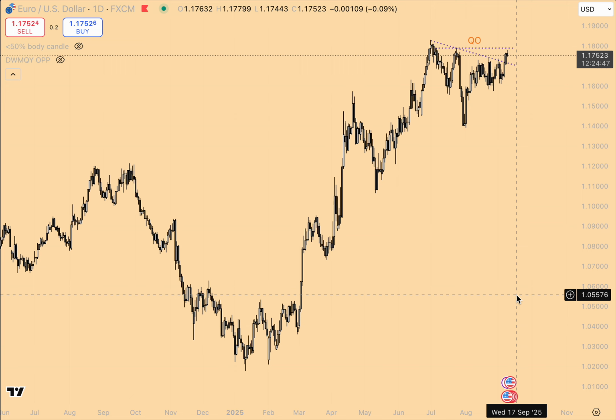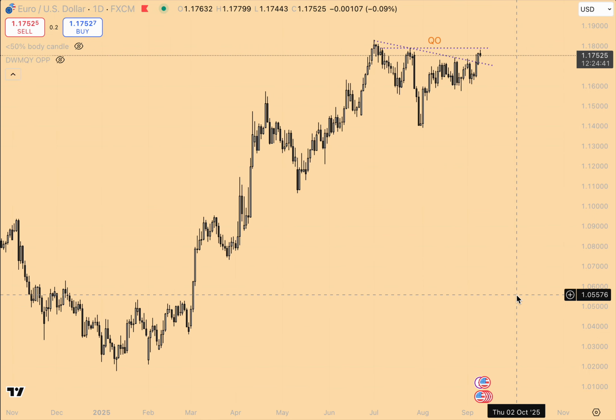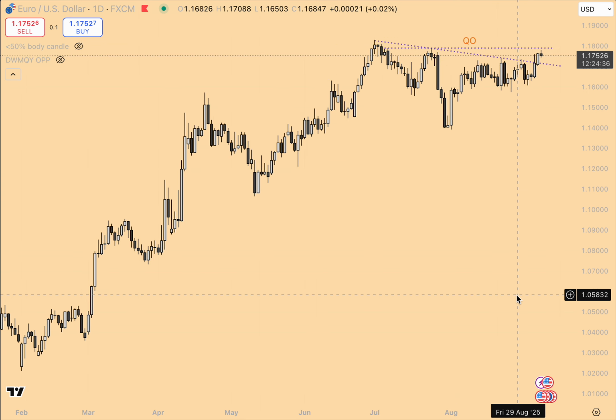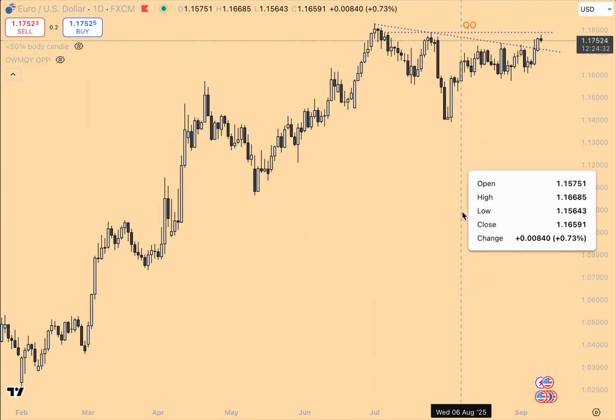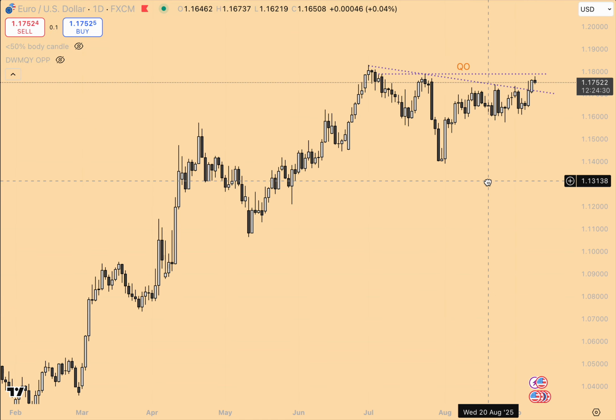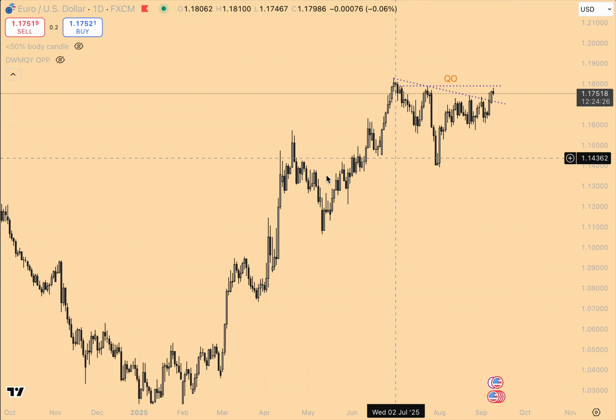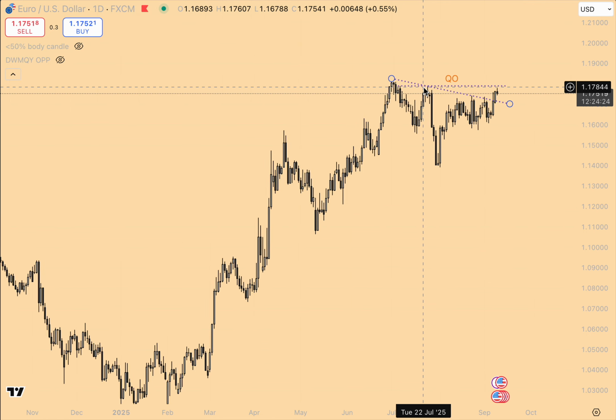Guys, so Euro USD kept pushing up higher as expected, and the dollar has been pushing lower. So quickly, let's see what's going on. As you can see, first of all, what can we see here, guys? We can see this is an uptrend, right? Euro USD is an uptrending market.